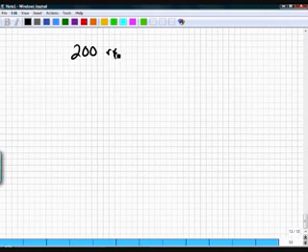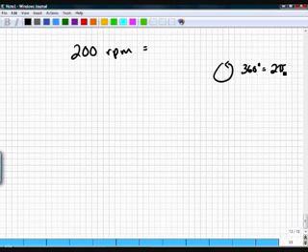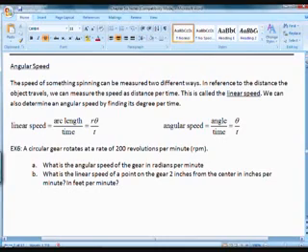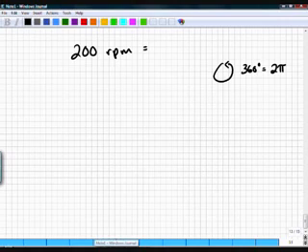200 RPM. Think about this. It spins 200 times each minute. Each time it goes around, how many degrees is that? 360 degrees or 2 pi. I want to leave it in pi's because they said measure it in radians per minute. So if it spins 200 times, each of those times is 2 pi. So what's going to be your answer? 400 pi radians per minute.